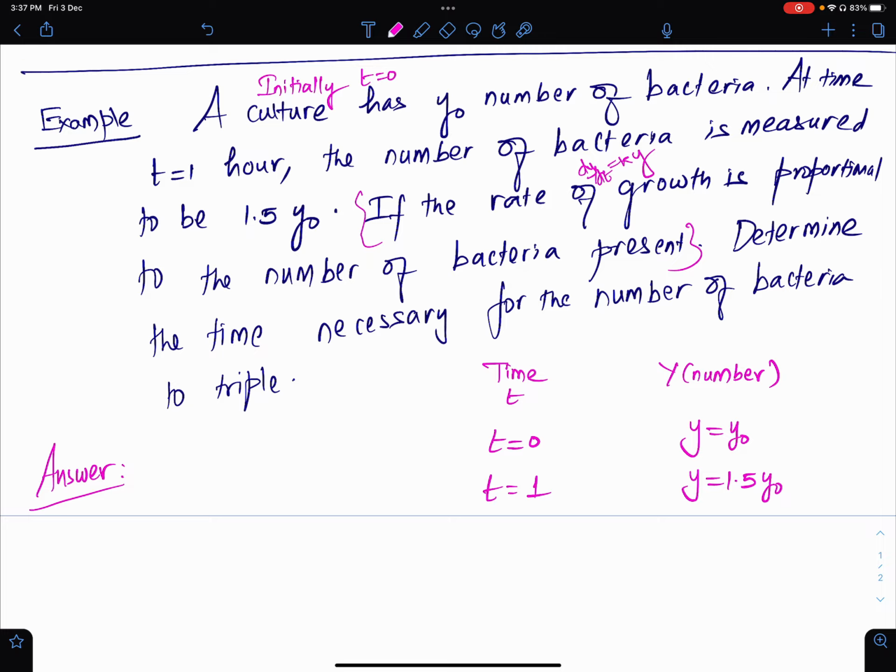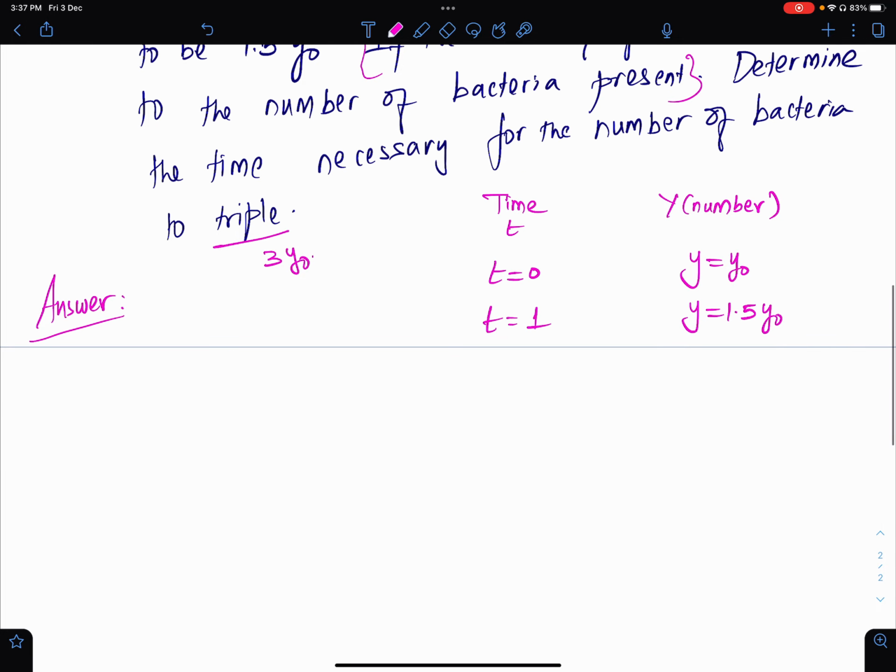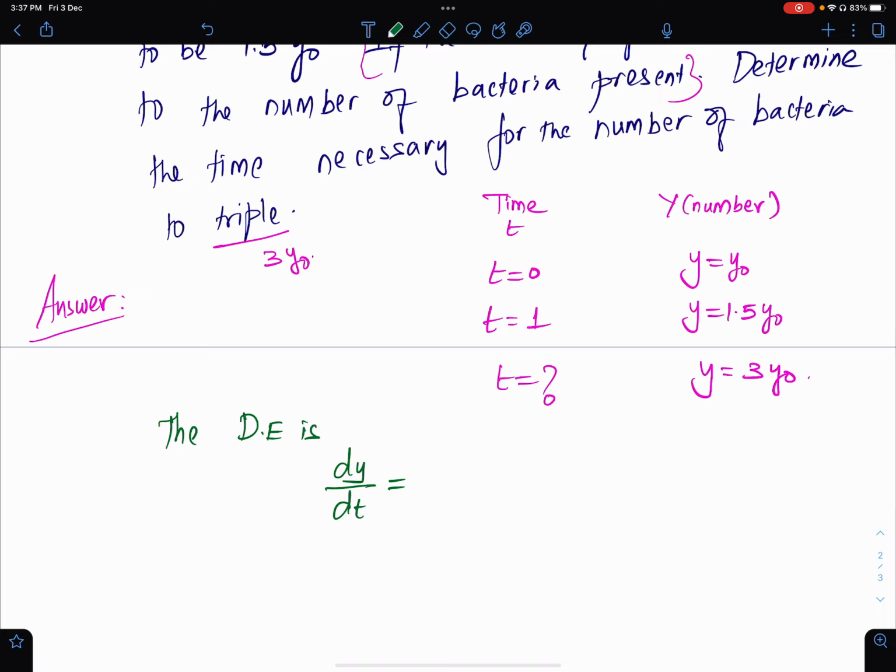Determine the time necessary for the number of bacteria to triple. What do you mean by triple? Triple means 3 y naught, 3 times. So they are asking for the time when y is equal to 3 y naught. So this is the scenario. And what is the differential equation? The differential equation is dy by dt equal to ky.